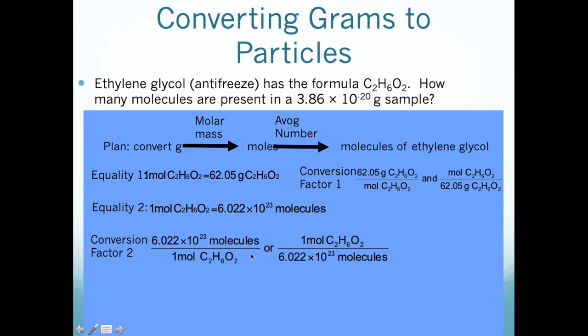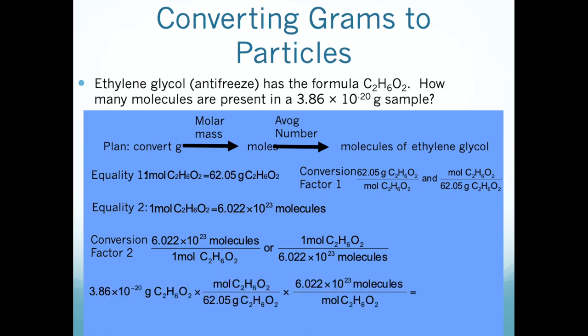So I'm going to combine everything on one line here. If you want to break this up into 2 steps, you're totally welcome to, but I've done everything on one line here. We started off with 3.86 times 10 to the negative 20 grams, right? That's what the question tells us we're starting with. We would divide by the molar mass. You can see here that grams cancels out.